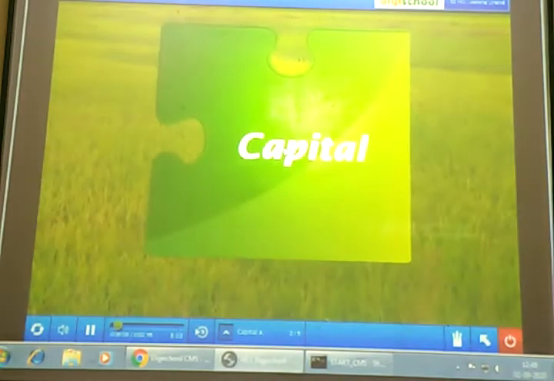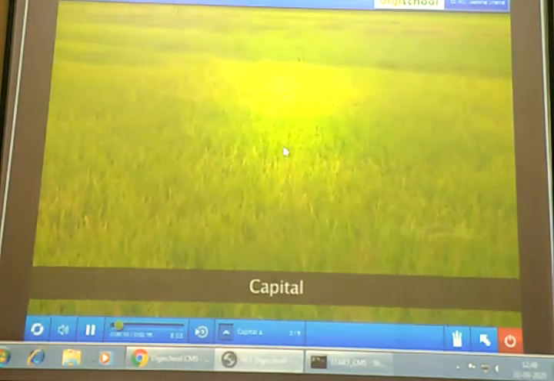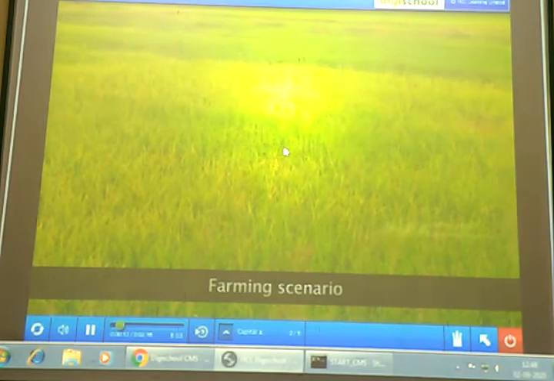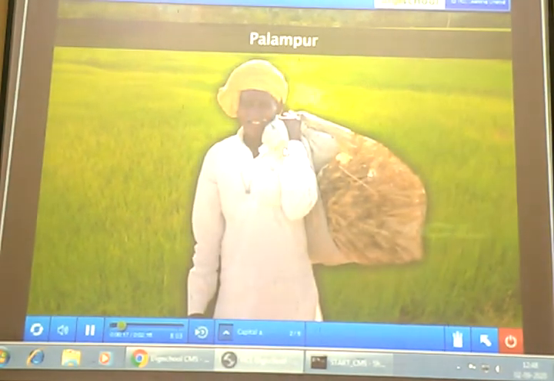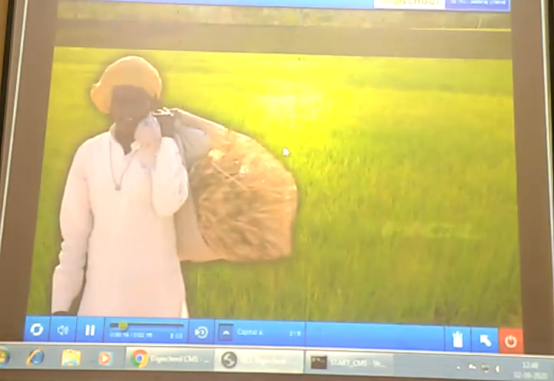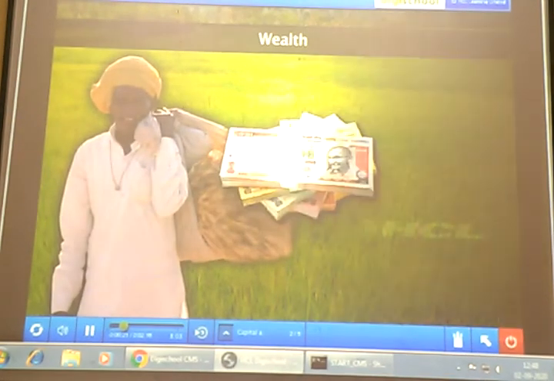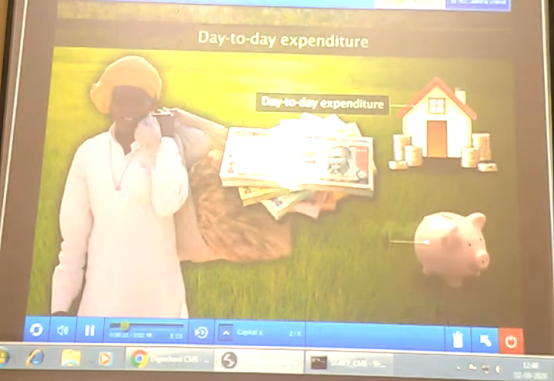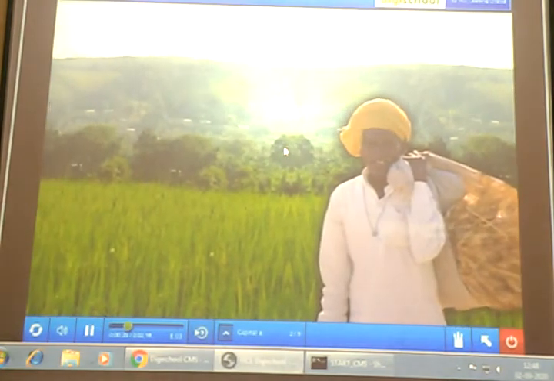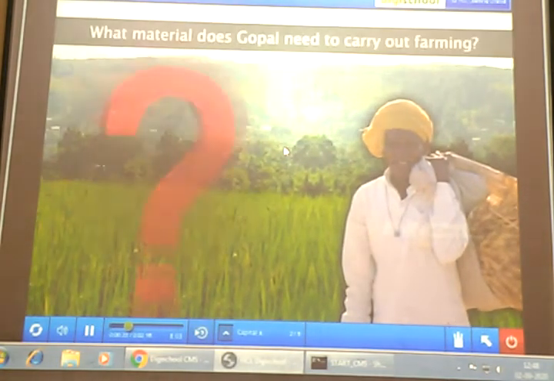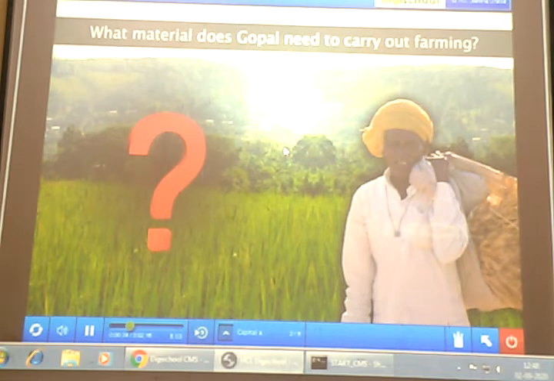Let us understand what exactly is meant by the term capital in the context of a farming scenario. Meet Gopal, a medium-sized farmer in Palampur. He does farming to get wealth for his day-to-day expenditure and to save for his future requirements. Gopal needs certain material to carry out farming. Can you guess what are the things he needs?